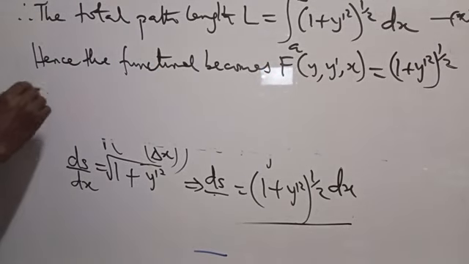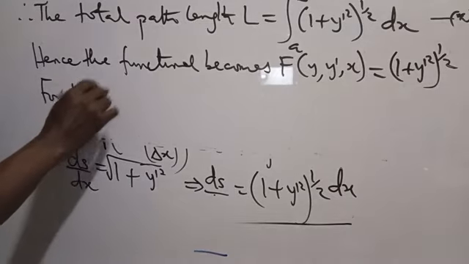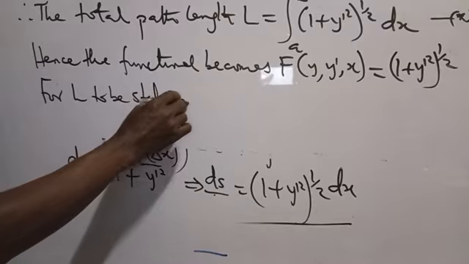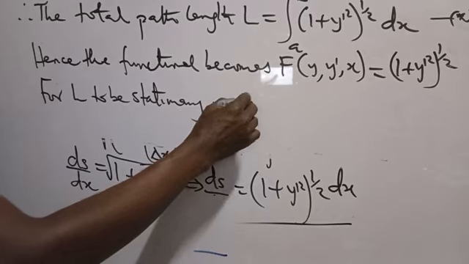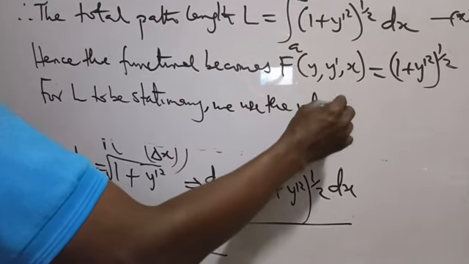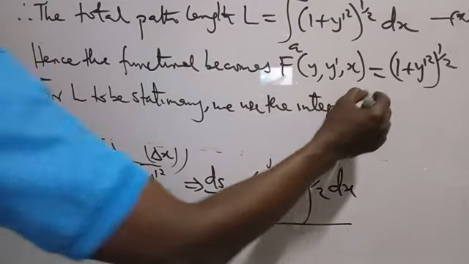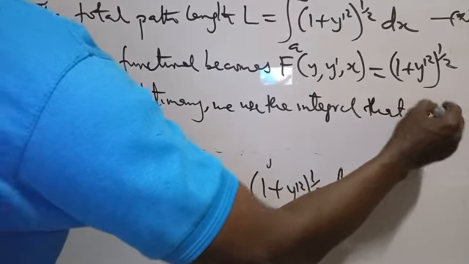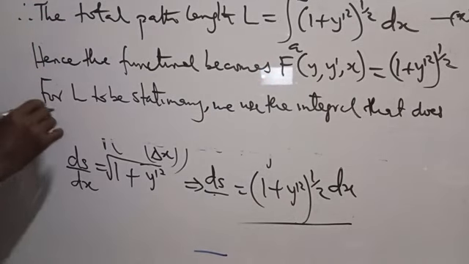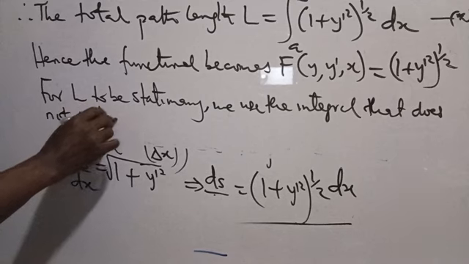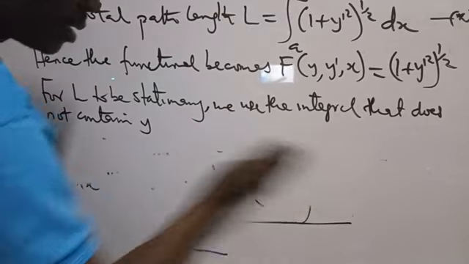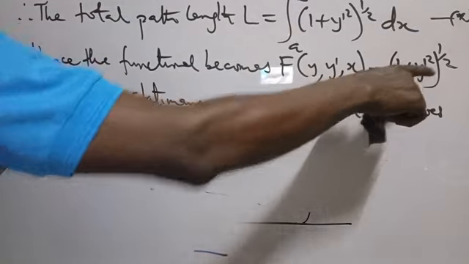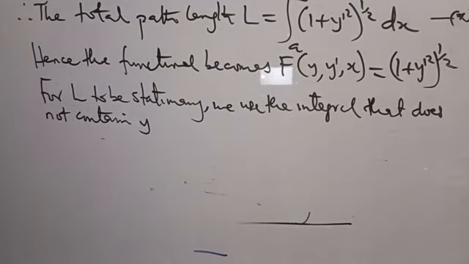Now, for L to be stationary, we use the integral that does not contain y. Now, what do we mean by this statement? Let's look at it. This integral does not contain y, this is y prime. So what are we saying here? What do I mean?